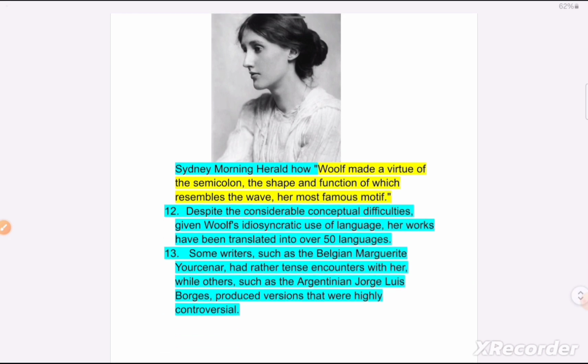Despite the considerable conceptual difficulties given Woolf's idiosyncratic use of language, her works have been translated into over 50 languages. Some writers, such as the Belgian Marguerite Yourcenar, had rather tense encounters with her, while others, such as the Argentinian Jorge Luis Borges, produced versions that were highly controversial.